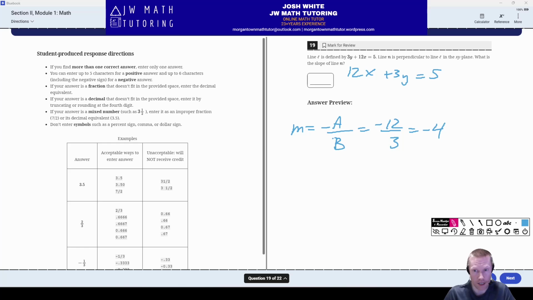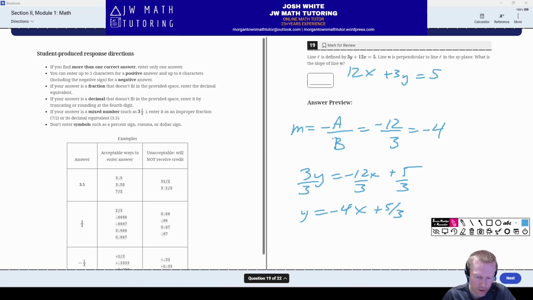So the slope of this line is negative 4. It is not negative 1/4. Alternately, you could put this into slope-intercept form. So you could subtract 12x and get 3y equals negative 12x plus 5, and then divide by 3. y equals negative 4x plus 5/3. The y-intercept part doesn't matter. But notice we get the same slope here, right?